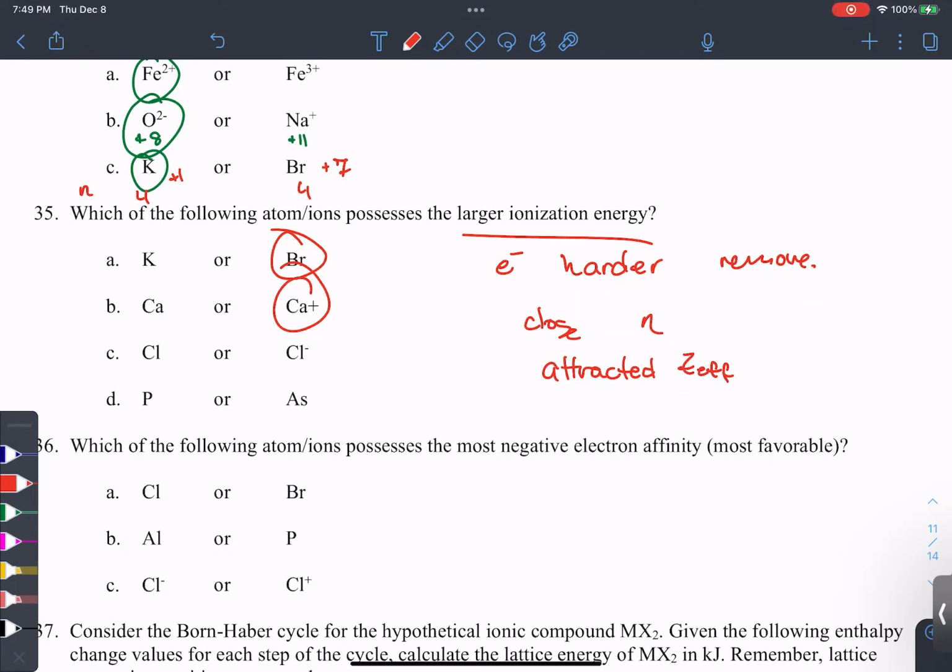Okay, again, which ones are harder to remove? Chlorine or chloride? The neutral one or the anion? Yeah, chlorine. Again, because it's smaller. Yes, it's smaller. All right, last one, phosphorus or arsenic? Phosphorus. And this reason, because it's smaller, but for what reason? N value. Okay. So do you need to memorize it? Not really, not really. Okay.